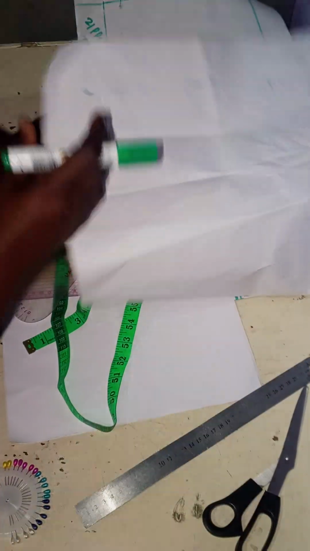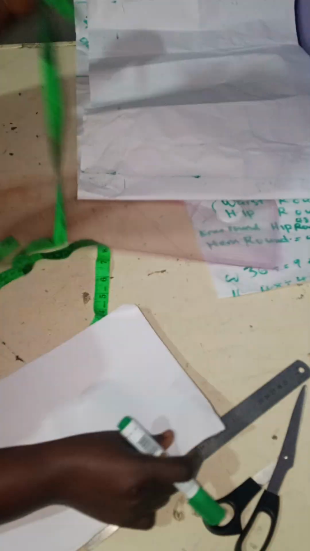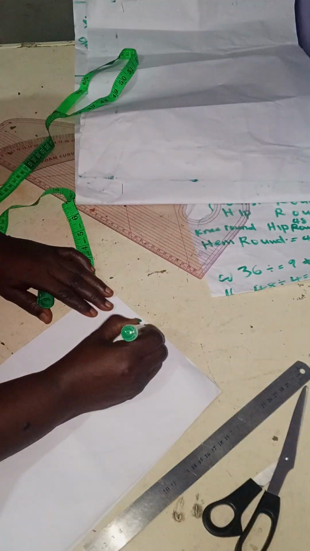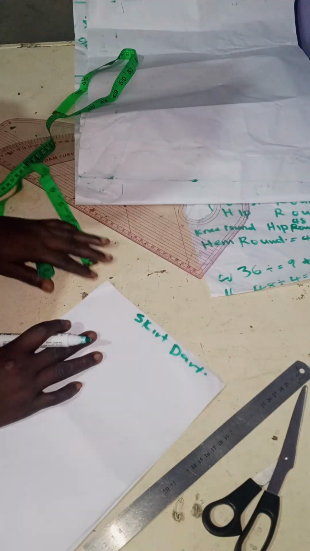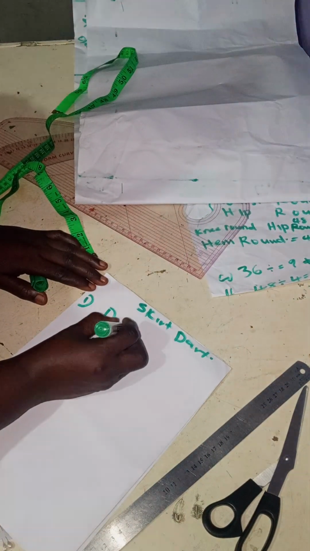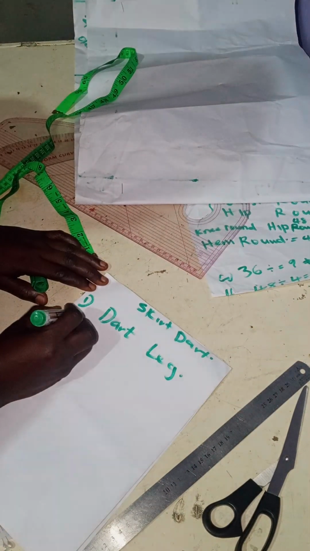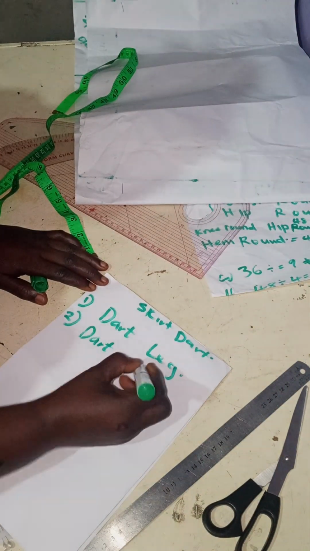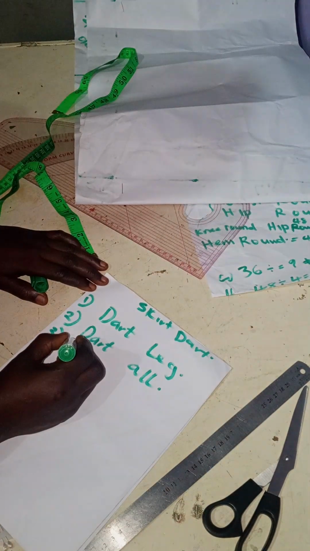So let's proceed. Today's tutorial is skirt darts. We have different types of darts, but in today's tutorial we are just learning skirt darts. So the measurements we'll be needing will be 1, the dart leg, 2, the dart allowance, then 3, our bust span.